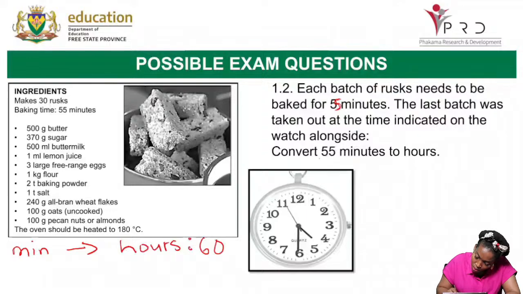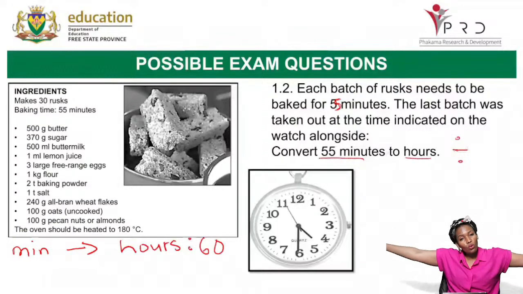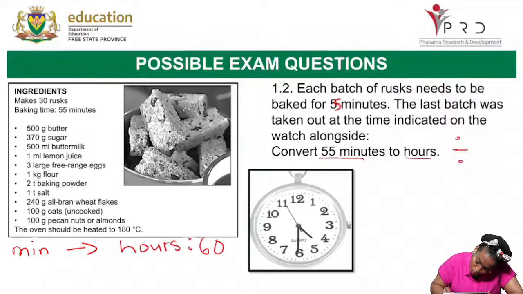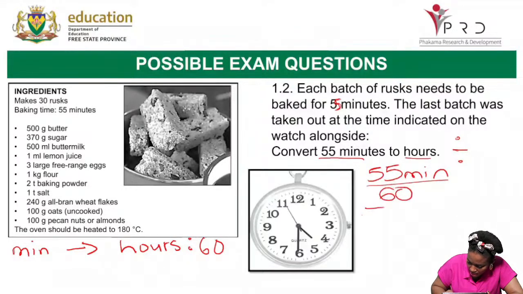So you are converting from a smaller one to a bigger one, meaning that you are going to divide. Always, when you convert from a smaller one to a bigger one, we are always going to divide. So we'll take the 55 minutes and then we'll divide that by the conversion factor, which is 60.